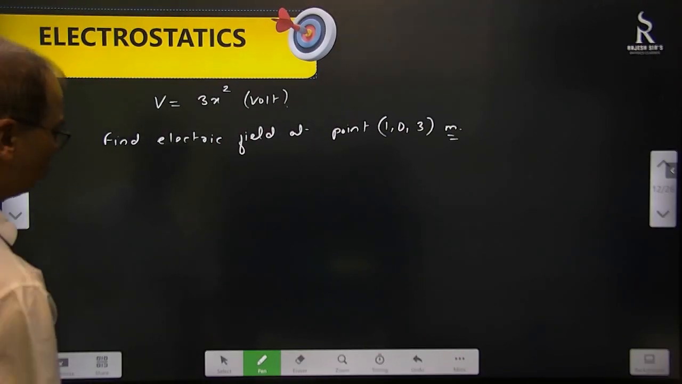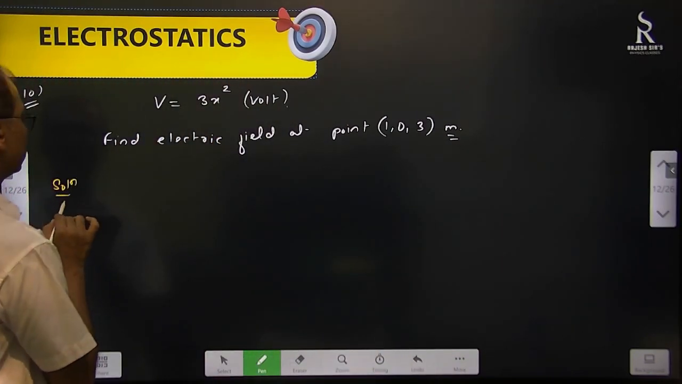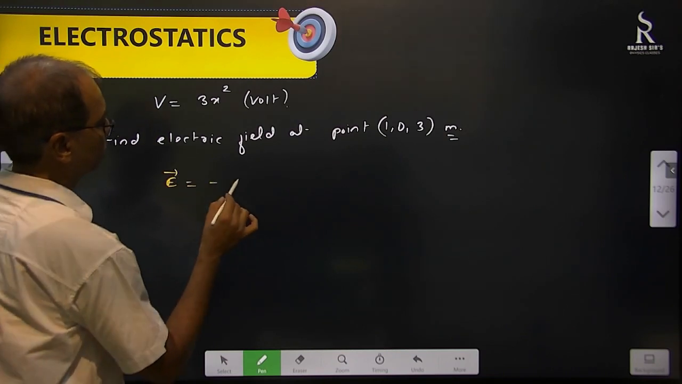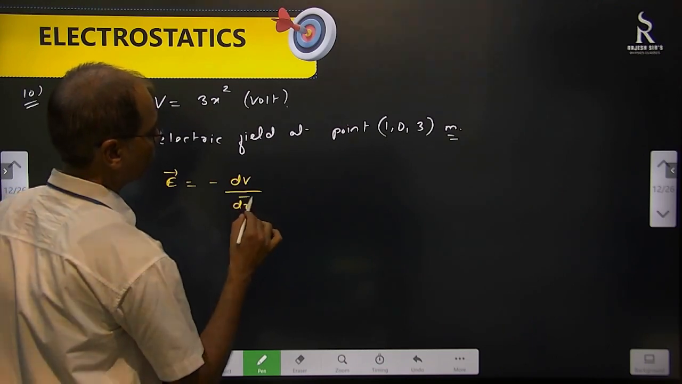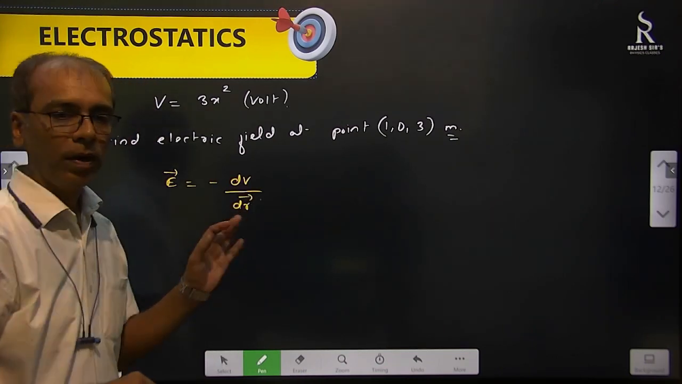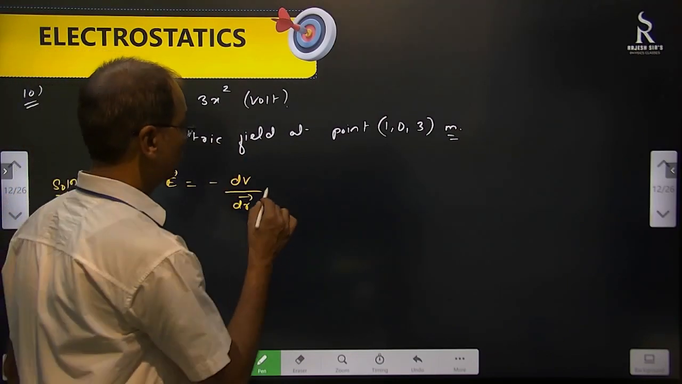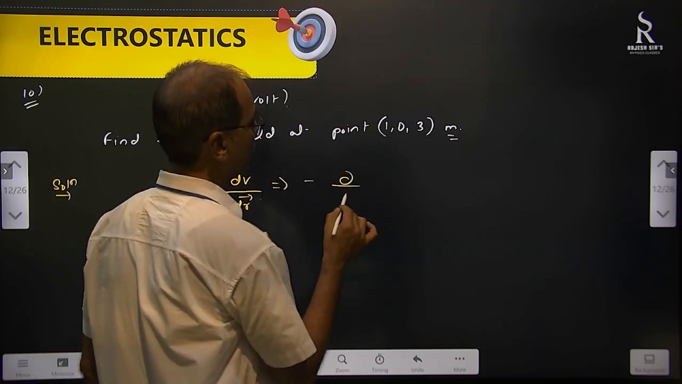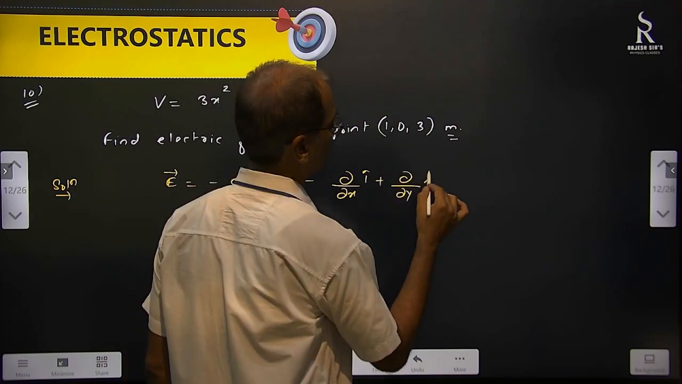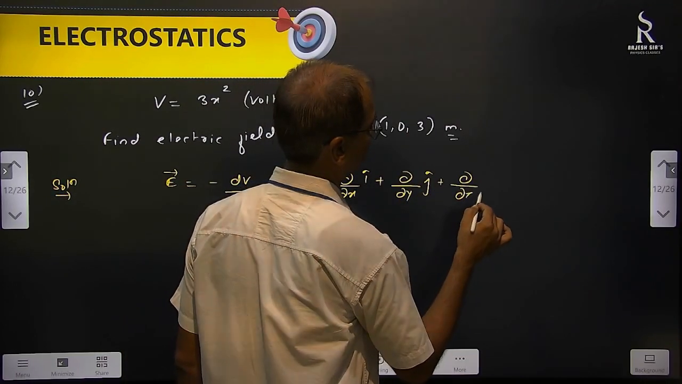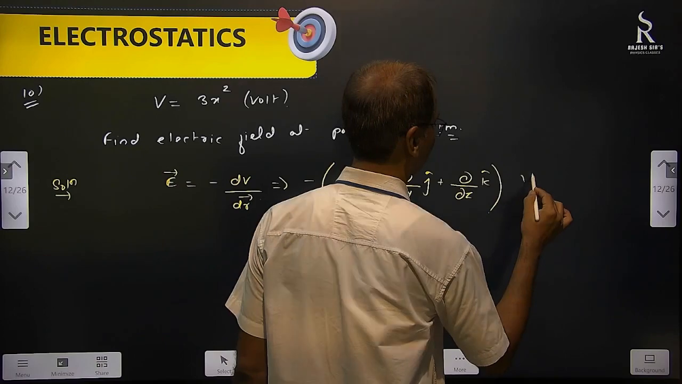So what to do? We know that we have done this question. What is the relation? We say E equal to minus dV by dr. That is the relation we know. So we have to find electric field, and V is given as 3x square. We have to write it this way: minus d by dx, that is dou by dou x i cap plus dou by dou y j cap plus dou by dou z k cap. I am writing it so that I can solve it for you.